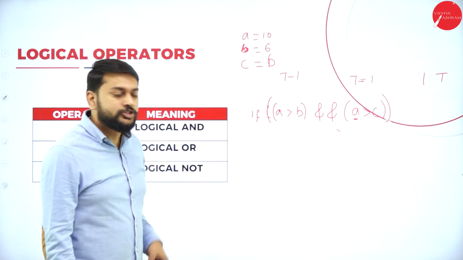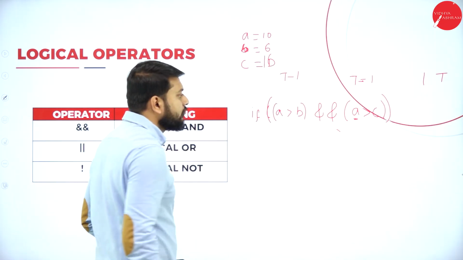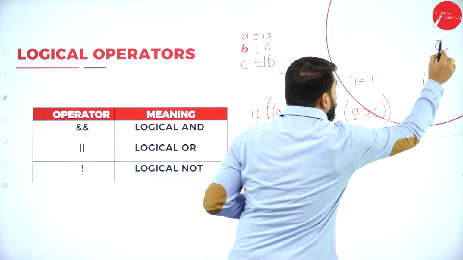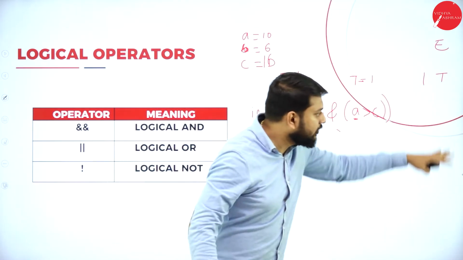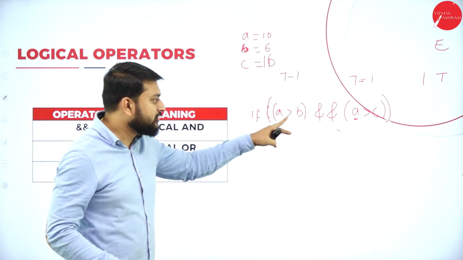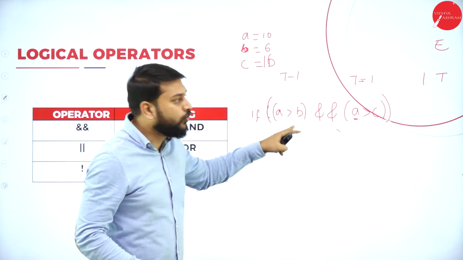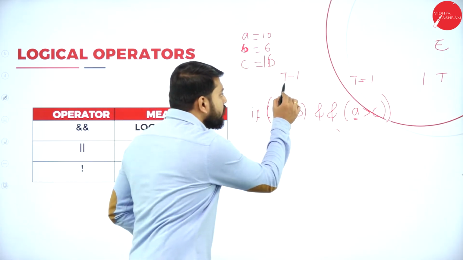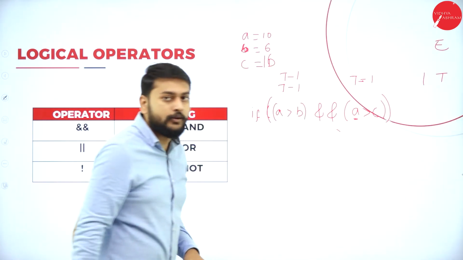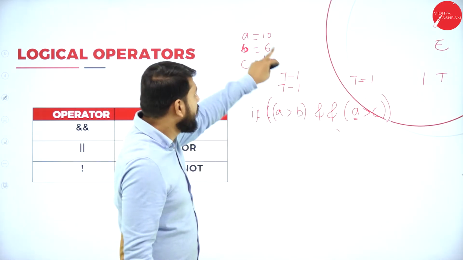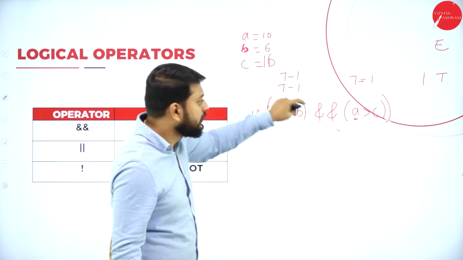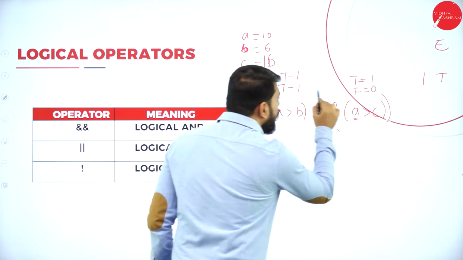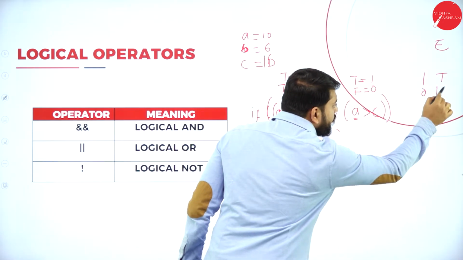You got my point? Suppose, let me just change C to 16. In this case, let's check what will be my end result. This is the end result. Whatever I'm writing here, this is the end result. So please understand. Now it will check this condition. A is greater than B. What is the A value? 10. So it is greater than B, that is 6. True, so I will write true. True in the sense 1. The next, A is greater than C. A value is 10 and C value is 16. So it fails. So it is false. False in the sense 0. So 1 into 0 is 0, that is false.